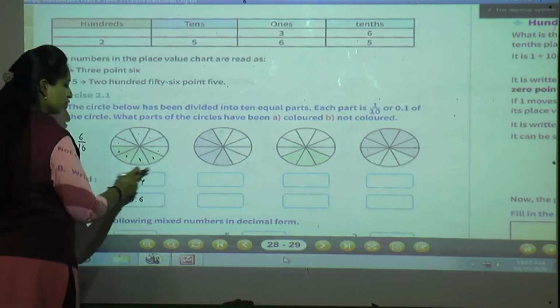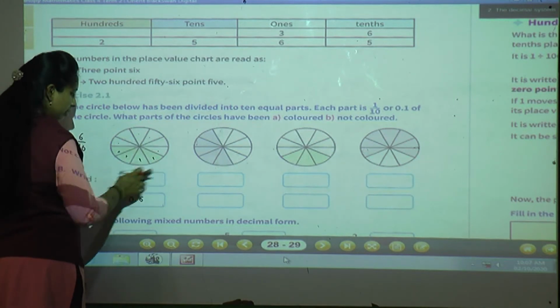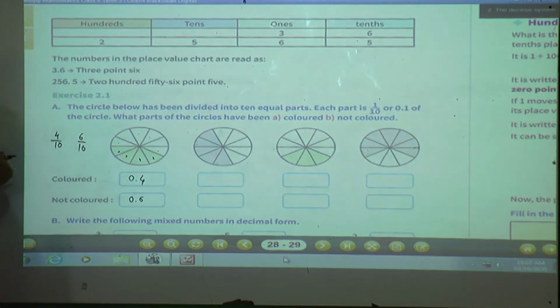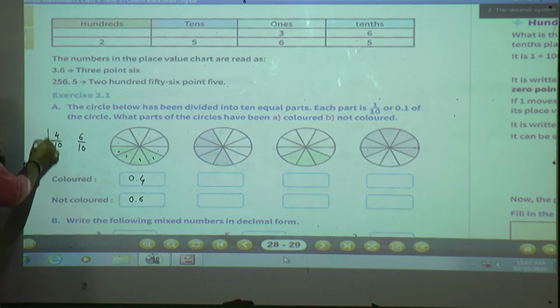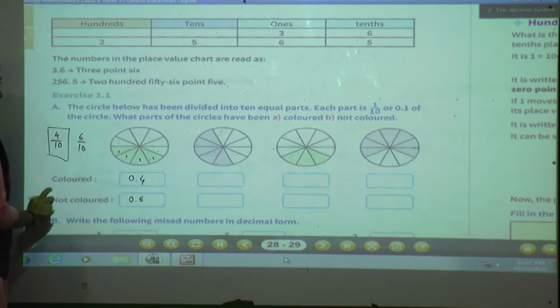This circle shape has been divided into 10 equal parts. Out of that we have to find out how many parts are colored. There are 4 parts colored. So how do we write it in the fraction? Out of 10, 4 parts are colored. But when we want to write this number as a decimal number, we write it as 0.4.